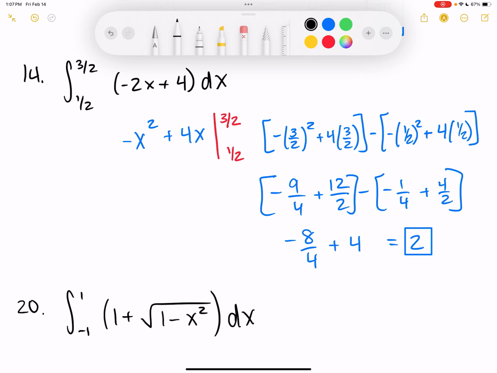So this one, in theory, if you graphed this, it would be essentially a rectangle with a semicircle.